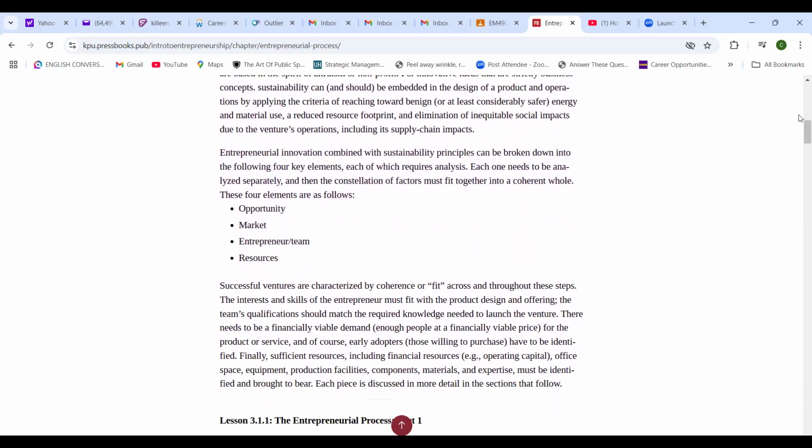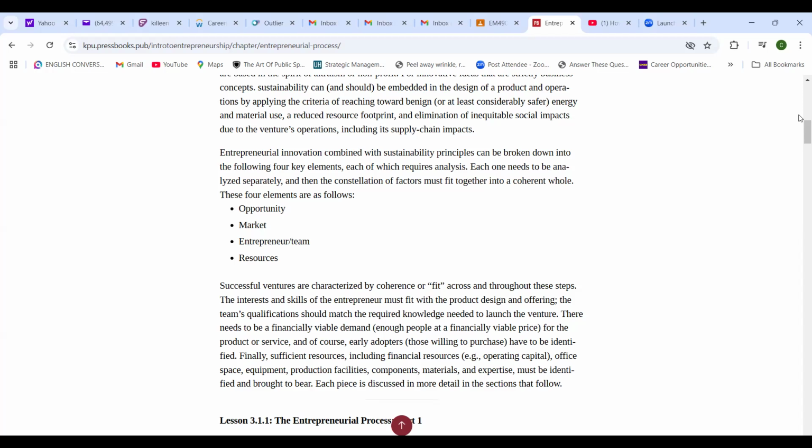Entrepreneurial innovation is combined with sustainability principles and can be broken down into the following key 4 elements. Each one needs to be analyzed separately, and then the consolidation of factors can fit together into a coherent whole. These 4 elements are as follows: opportunity, market, entrepreneurial team, and resources. Successful ventures are characterized by coherence or fit throughout the steps.